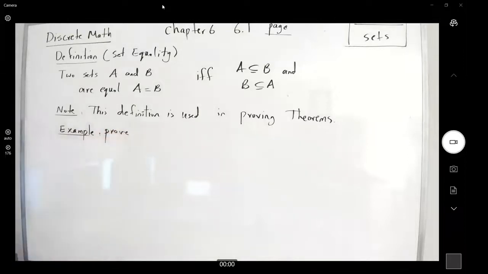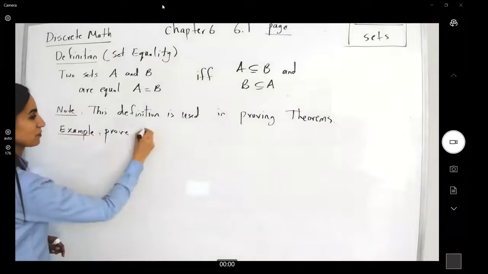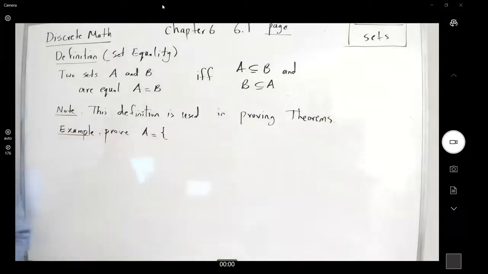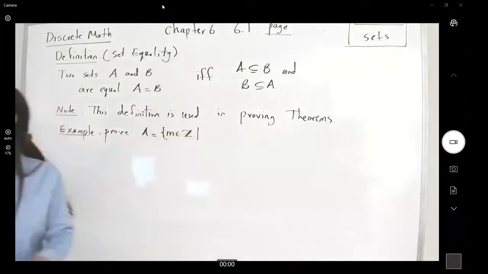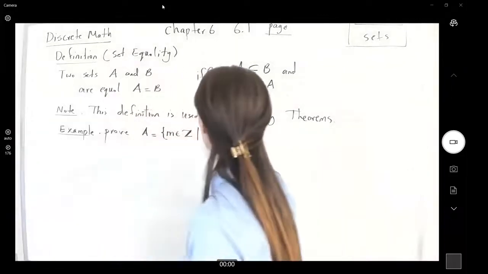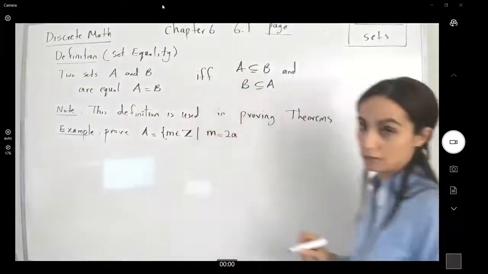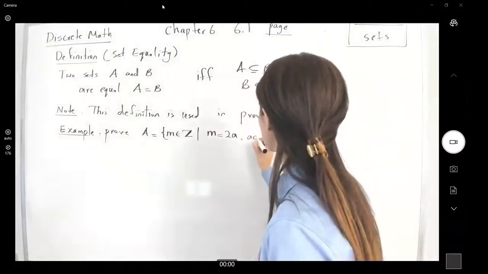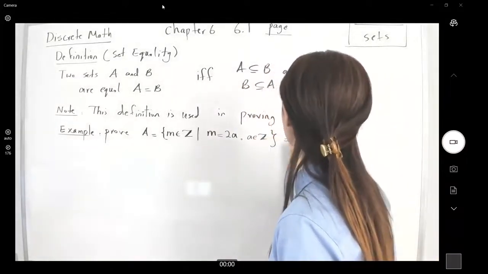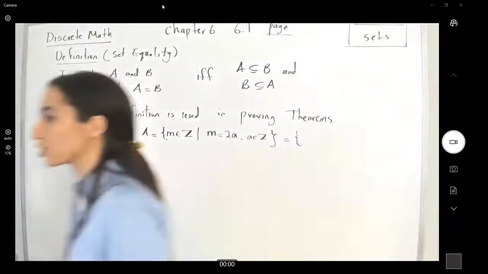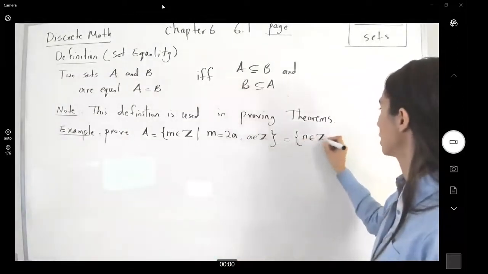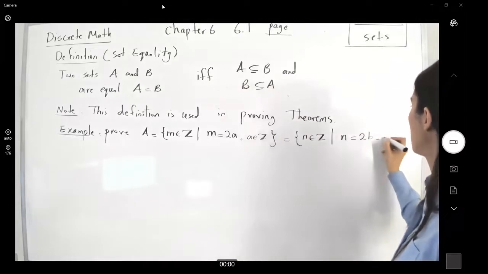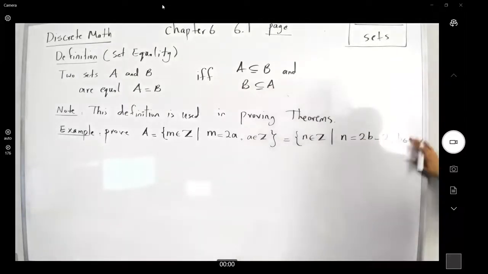Prove the first set A, which is defined as the set of all integers m such that m is 2a, even integers, and a is an integer. This is equal to the set of all integers n such that n is equal to 2b minus 2 for some integer b. Let us call it set B.